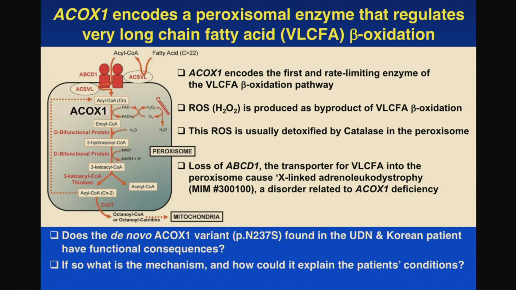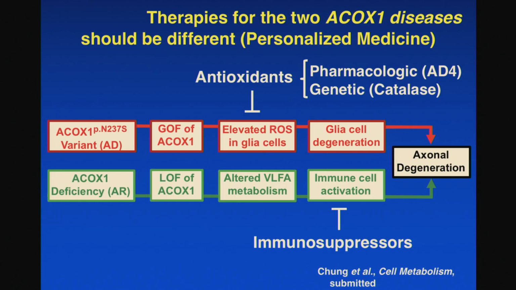Now, as I said, ACOX-1 is the first enzyme in the beta oxidation in the peroxisomes. It produces very high levels of reactive oxygen species. And when it's absent, you have an elevation of the very long-chain fatty acids, as you would expect. But as I said, in these kids, there was no elevation of very long-chain fatty acids. And so we modeled first the loss of function in fly, and then the gain of function, which we thought was a gain of function. And what we found was two very different pathways.